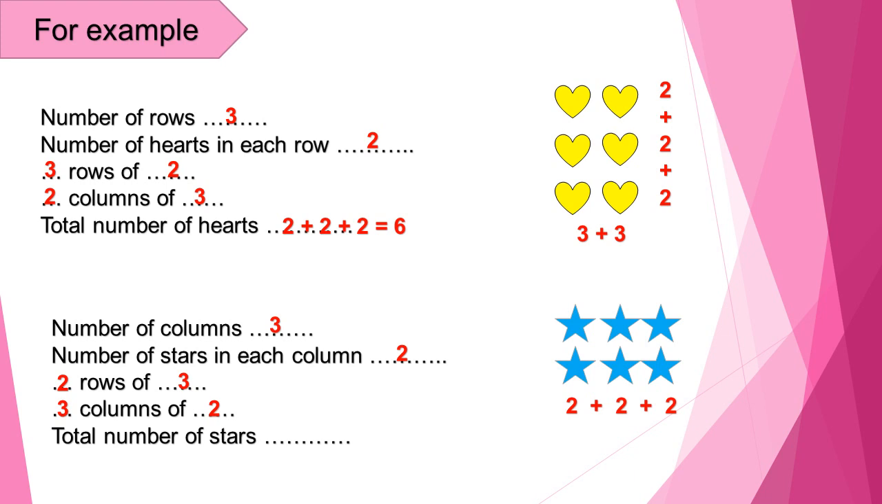We have here 3 columns and each column has 2. Then 2 repeated 3 times. So we add 2 3 times. 2 plus 2 plus 2 equals 6. Or we have 2 rows and each row has 3. Then 3 repeated 2 times. Then we add 3 2 times. 3 plus 3 also equals 6.